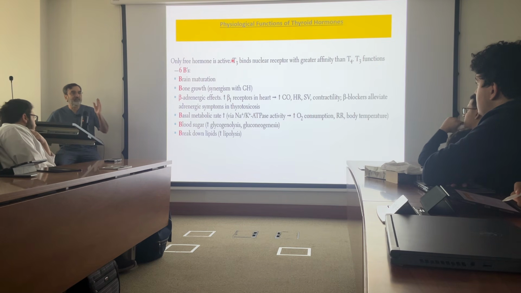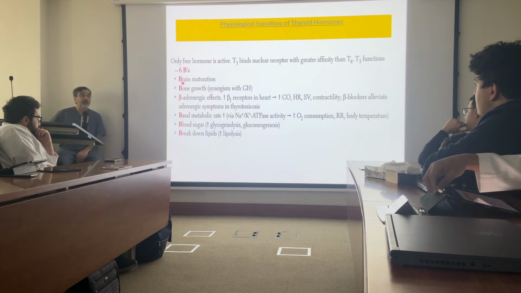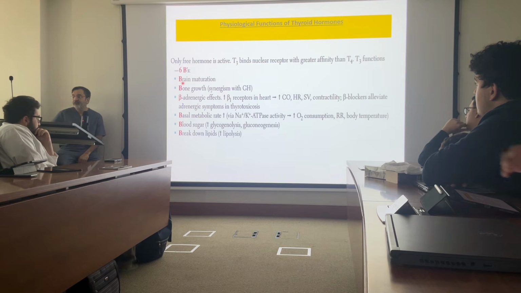So the tissues need to have tissue iodinases to convert T4 to T3, and this T3 would have these 6 functions. You know that the brain is an organ which keeps on developing after birth also. So thyroxine has an important function in brain maturation.